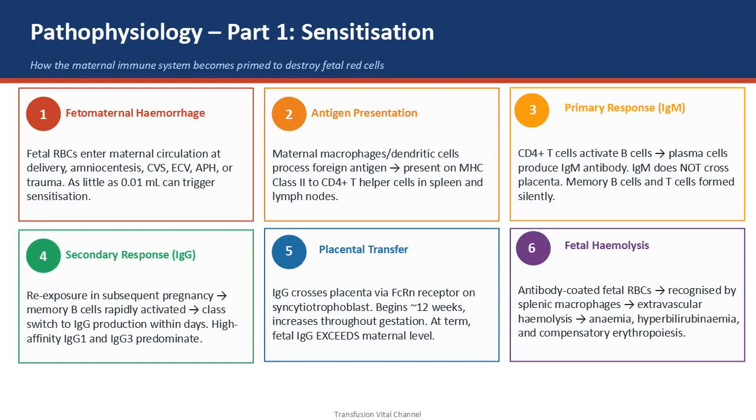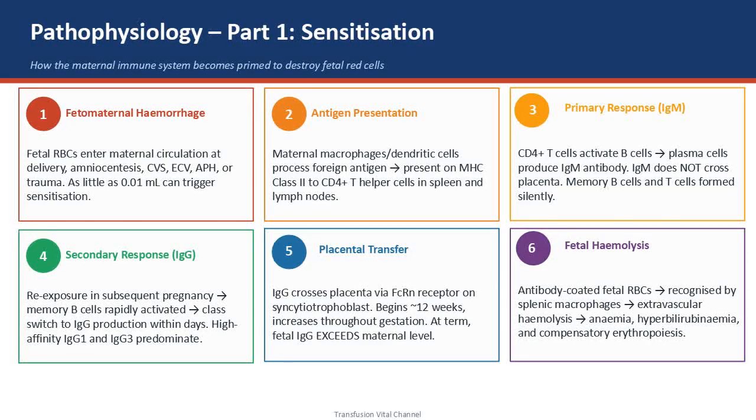Even the physiological microhemorrhages in late pregnancy transfer a small volume of fetal blood. The most significant sensitizing event is delivery, with an average of 0.1 to 0.3 ml of feto-maternal hemorrhage. The critical threshold for primary sensitization is approximately 0.01 to 0.1 ml.